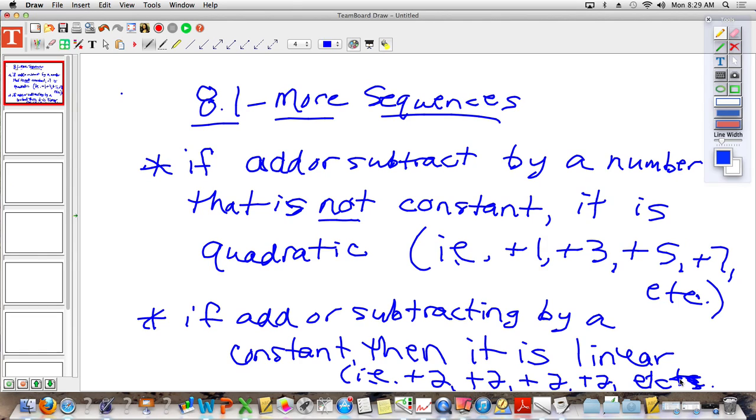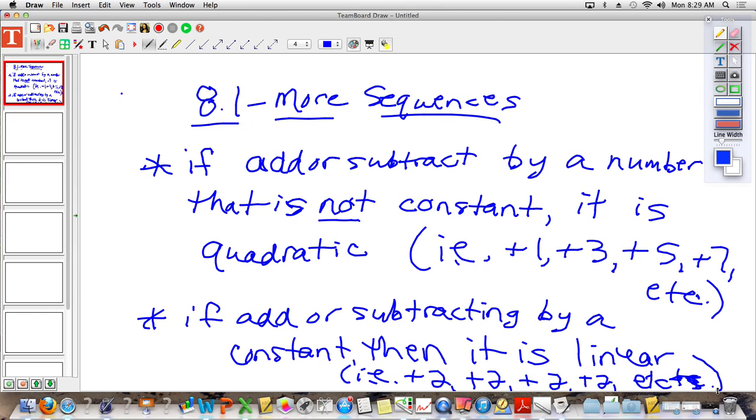Etc. Yes, Corey? Maybe you might cover this in a second, but what if you added 1, 2, 3, 4, 5? You're adding 1, then you're adding 2, then you're adding 3, then you're adding 4. That would be quadratic, even though there's a pattern to it? Yes. There's a pattern to this one too, which is the odds, you know.